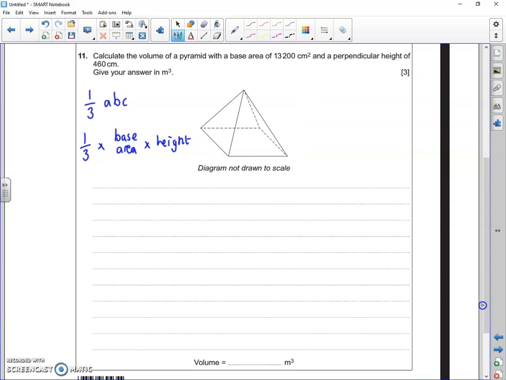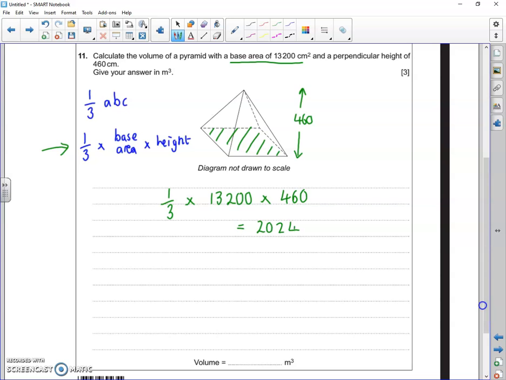In this question, we are given the base area, so it makes more sense to use the second of the two formulas there. So the base area, that's this bit down here, is 13,200. So we've got 1/3 times 13,200 times the height, the perpendicular height, which is 460. We're working all in centimetres here, so these are going to be some big numbers in a second. And that comes out as 2,024,000 centimetres cubed. Now it does ask us to give our answer in metres cubed.